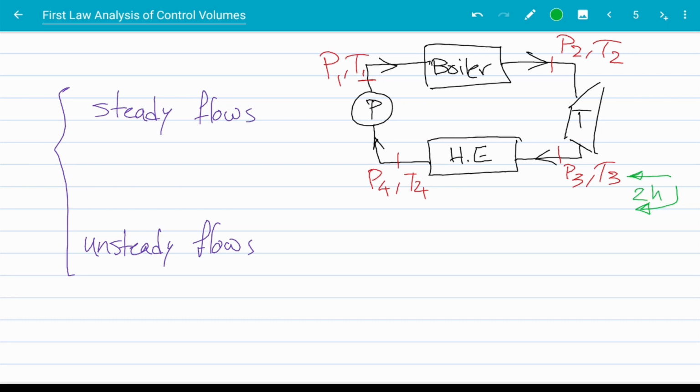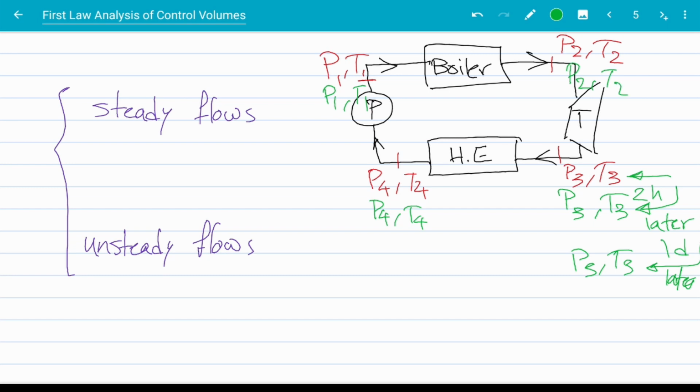hours later, and I redo the measurements, I will still read P3 and T3. 1 day later, if I come back and read, it's still P3 and T3, right? The same goes for any of the other measurements. This will be P4 and T4. This one P1 and T1, P2 and T2.